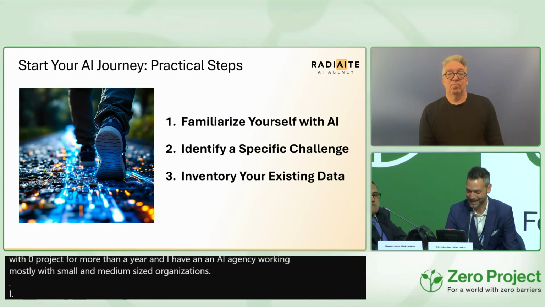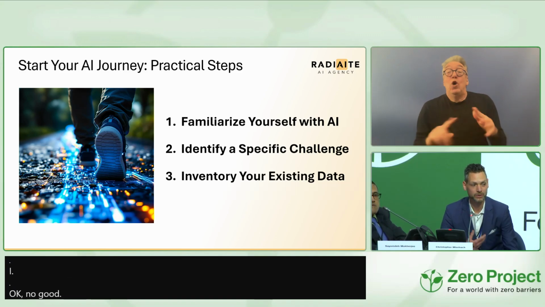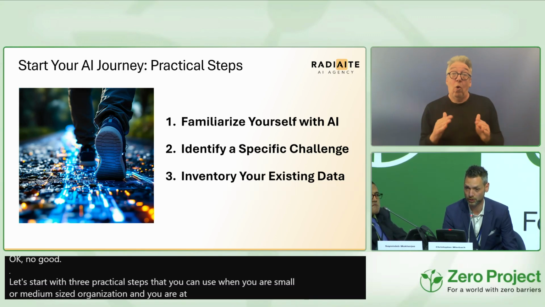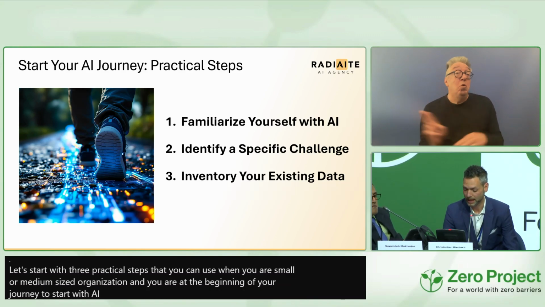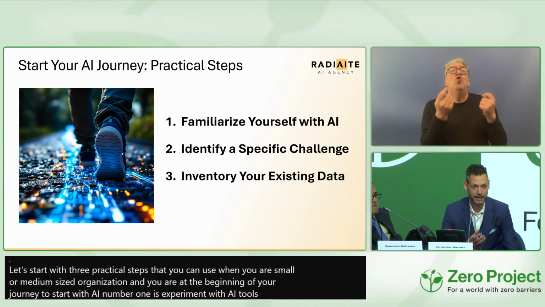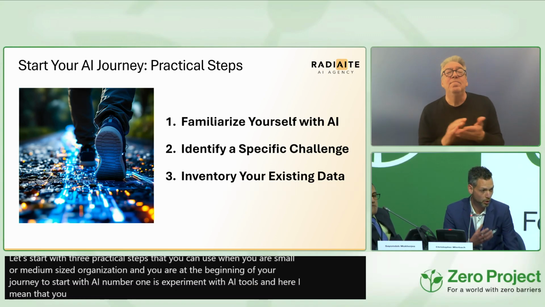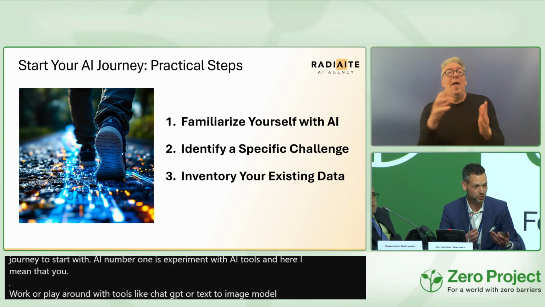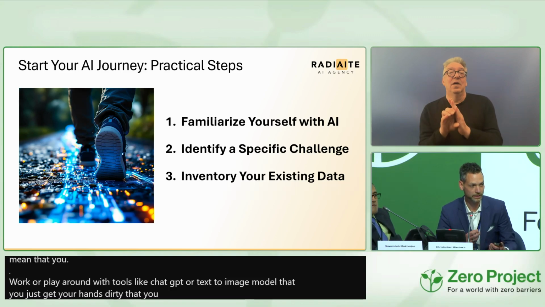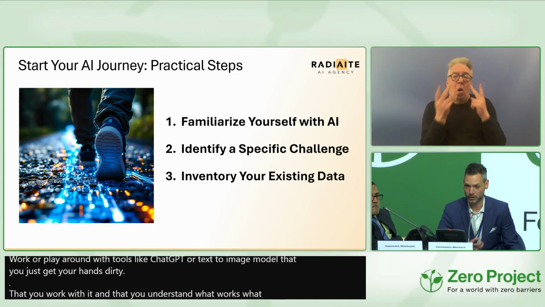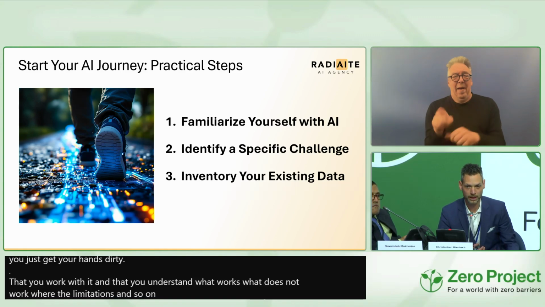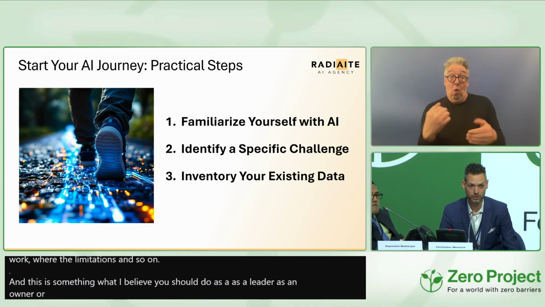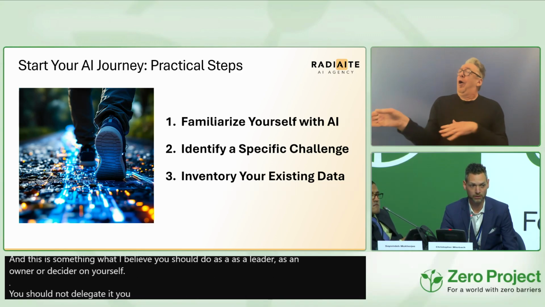Okay, now, good. Let's start with three practical steps that you can use when you are a small or medium-sized organization and you are at the beginning of your journey to start with AI. Number one is experiment with AI tools. Here I mean that you work or play around with tools like ChatGPT or a text-to-image model, that you just get your hands dirty. That you work with it and understand what works, what does not work, where the limitations are, and so on. This is something I believe you should do as a leader, as an owner or decider, yourself. You should not delegate it. You need an understanding of AI.